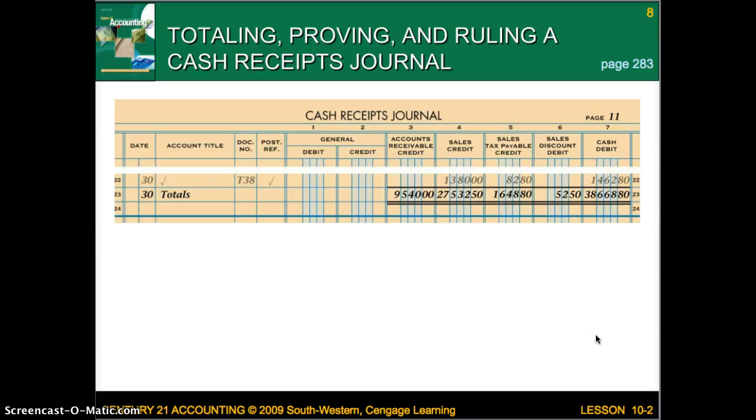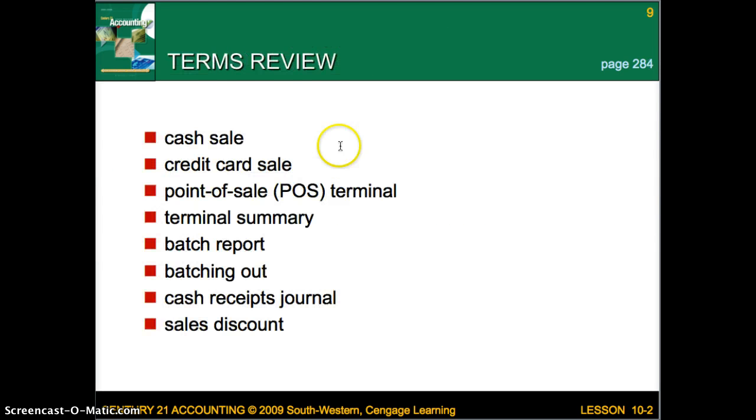You know how to do the totaling and ruling. Single line, date, account title, totals, and a double rule line at the bottom. Here are your terms to review from this section.